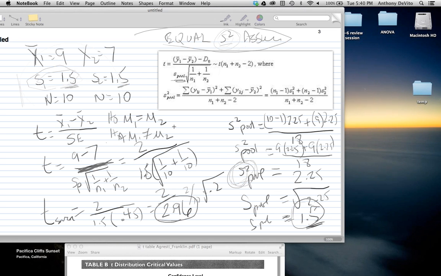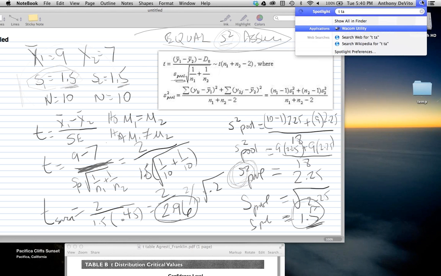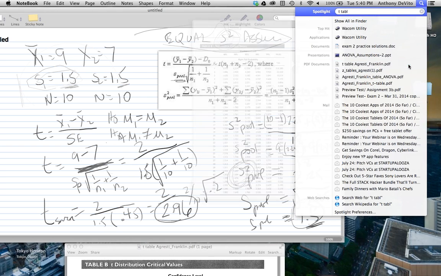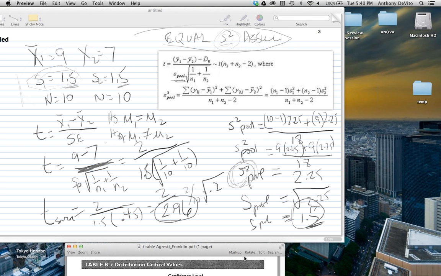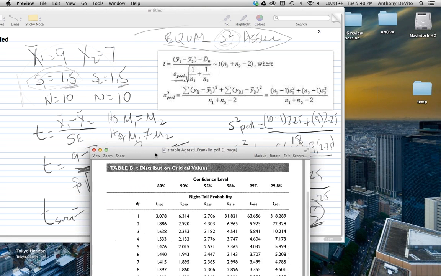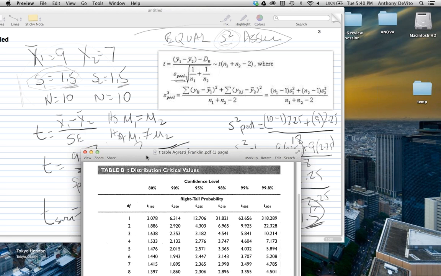Okay, so now I have to go to my t-table. Okay, it's back here, I think. Here it is. Here's my t-table. I'm going to go to my t-table here, and I'm going to say, okay, what kind of test is that? That's now a two-sided test, right?